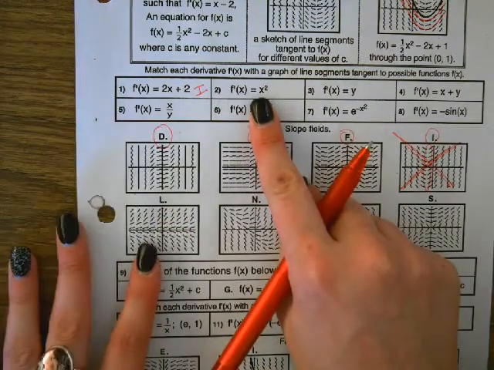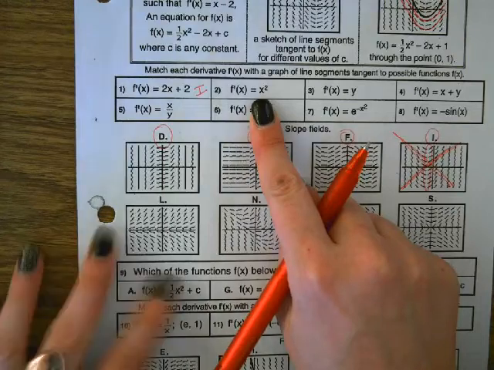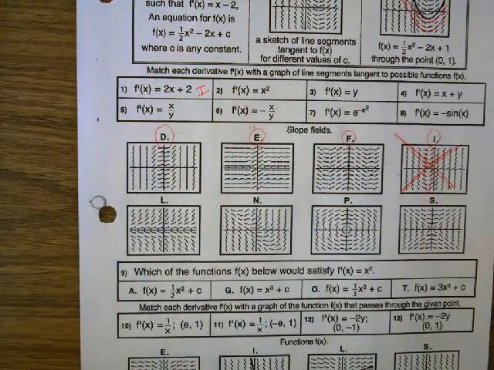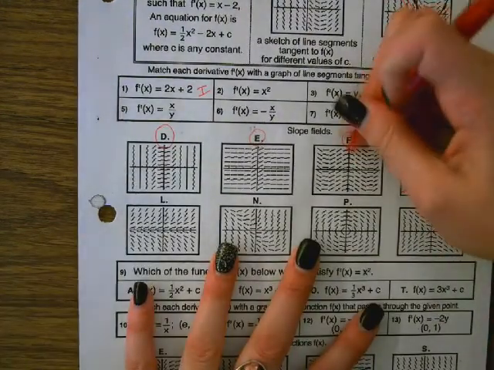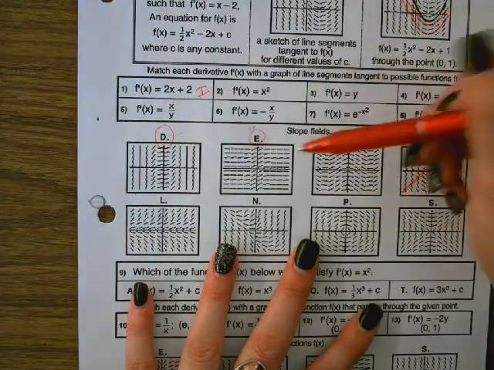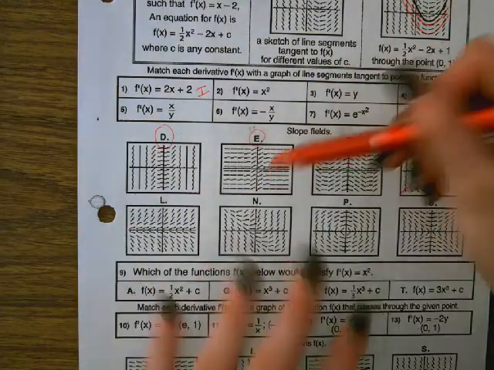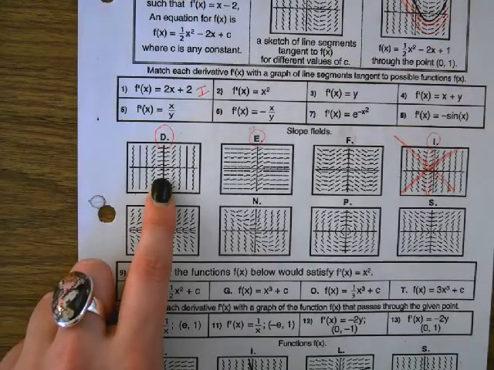If this is x squared, what happens no matter what x value you plug in? Positive. So we're looking at one that only has positive slopes. Yeah, so F is out. And wait, is E out? Oh, it has some zeros. So it would have to be D. Does D make sense? Yeah.